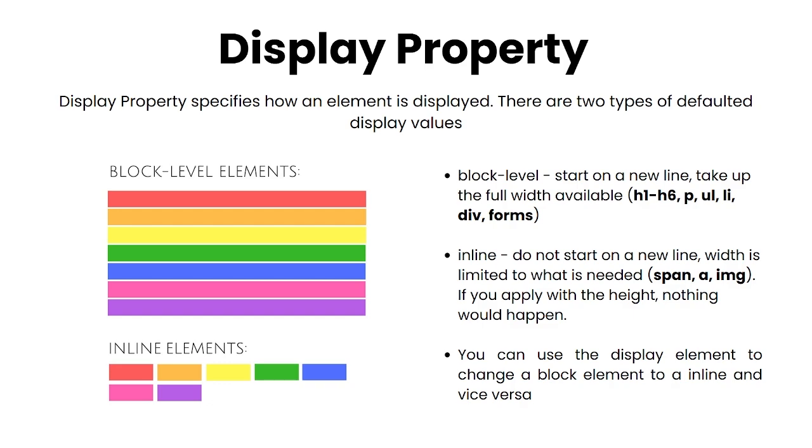And then you have inline, which do not start on a new line. The width is limited to what is needed. And examples would be spans, links, and images. You can use the display property to change a block element to inline and vice versa. And as you can see over here on the left hand side, you have block elements that start on different lines, whereas inline only takes the space available.